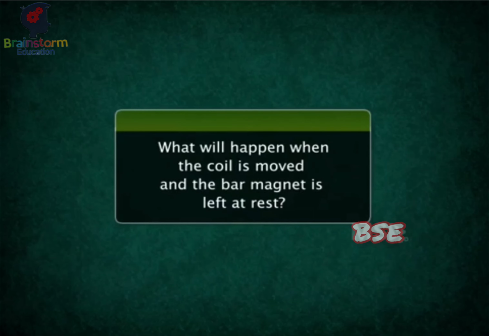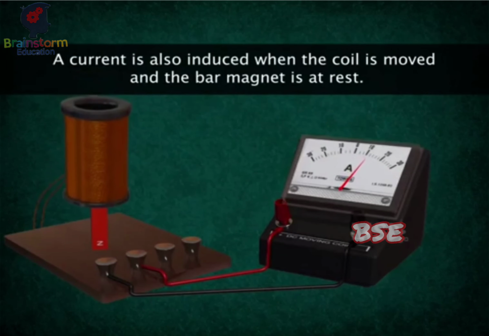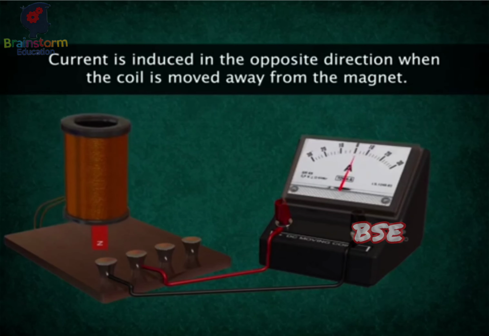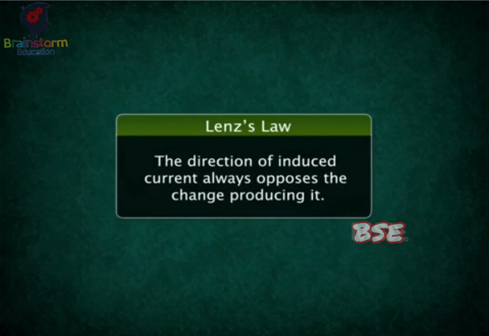What will happen when the coil is moved and the bar magnet is left at rest? Let's keep the bar magnet stationary at one point near Q and move the coil towards it. The needle deflects toward the right. When we move the coil away from the magnet, the deflection of needle is towards the left. Lenz's law states that the direction of induced current always opposes the change producing it.